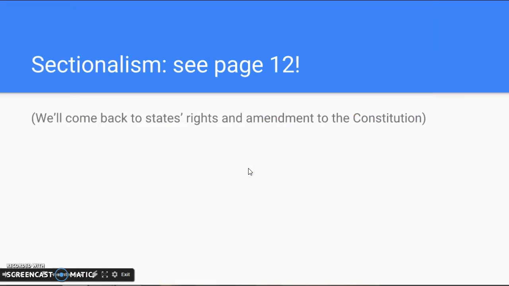For our next terms for sectionalism, please go back and see page 12. We had some notes on that from our homework the other night. And we will come back to states' rights and amendments to the Constitution later in the unit. So stay tuned for those terms.